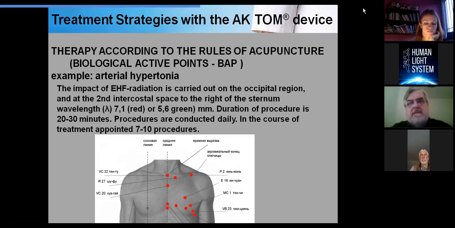For economic reasons, in Russia they use about 7 to 10 procedures, but you can use up to 14, 15 procedures, and then there must be a break with the same duration as your therapy cycle before. So if you had a therapy cycle of 10 procedures, 10 days, then you must have a break of 10 days after this therapy cycle.